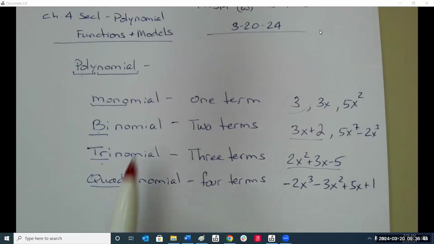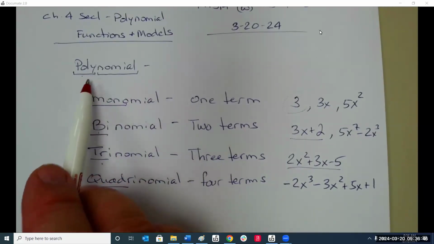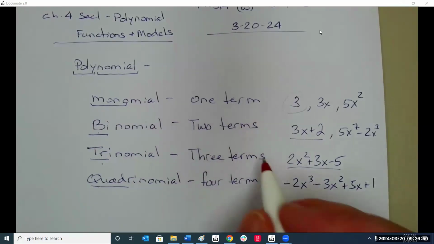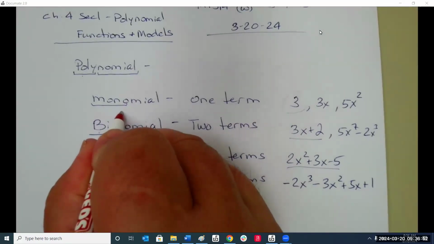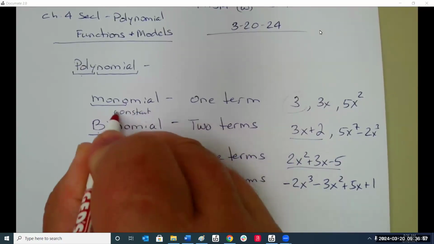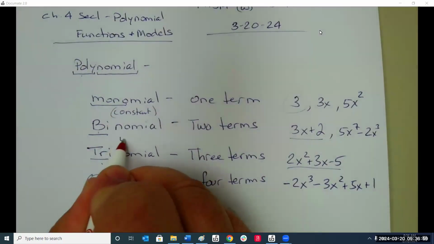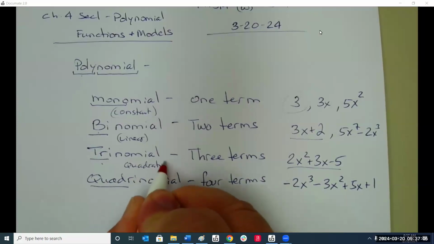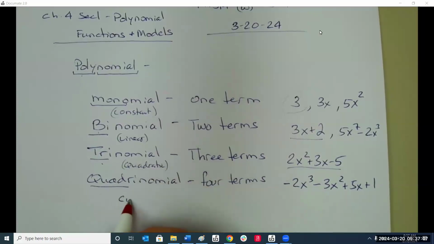So we're dealing with defining what polynomials are. Monomials mean it has 1 term, binomials 2. So this is a constant, usually, not always. This is a linear. This is a quadratic. And this is a cubic.